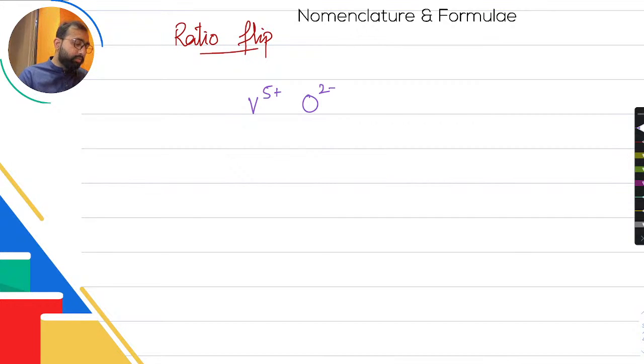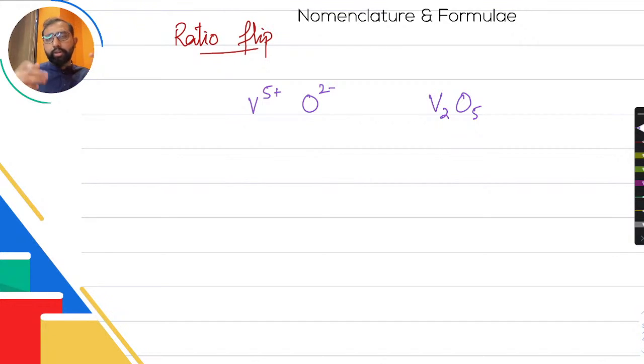The charge on vanadium is 5, the charge on oxygen is 2. I'm not concerned with the negative or positive sign, I'm just concerned with the number. The ratio is 5 to 2. Flip it, and that makes it 2 and 5, right? So V2O5. Just make sure you write the numbers as subscripts, because this is telling me that I need 2 vanadium and 5 oxygen. Now there is a reason why that is the case.